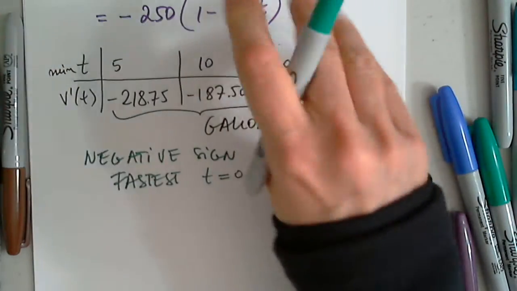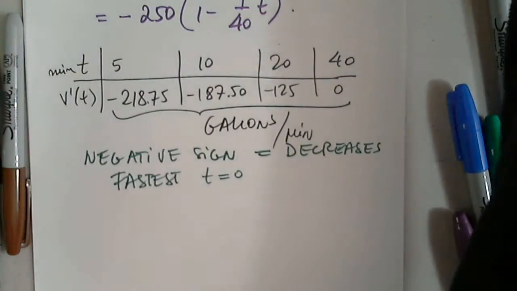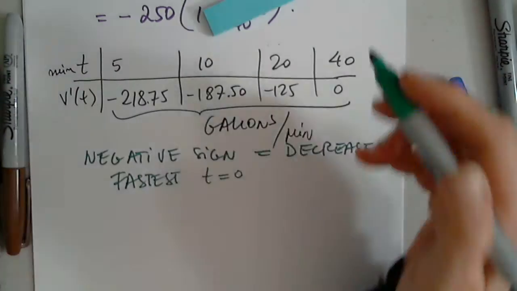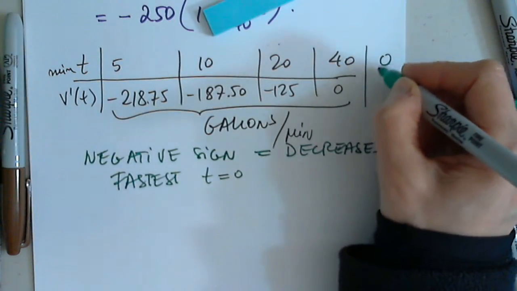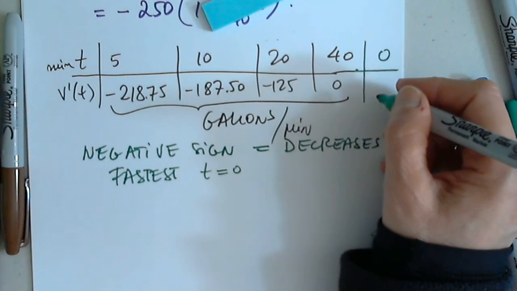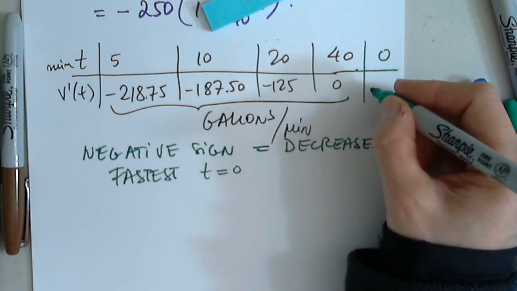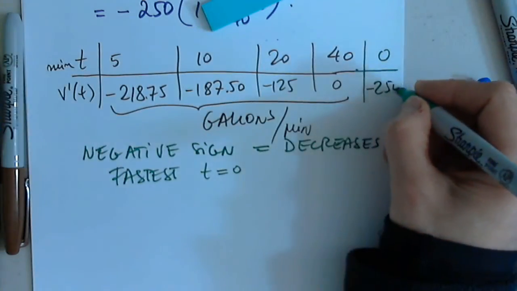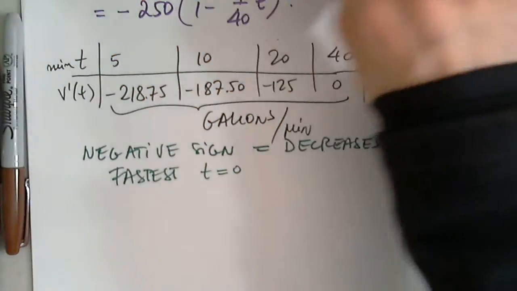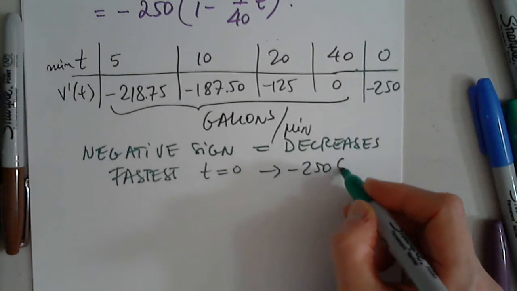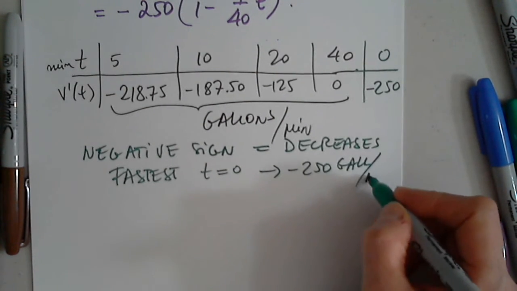When t equals 0, what is the speed? I'm going to put it here. What is the average rate of change of the volume with respect to time at 0? Negative 250. Very good. So the fastest is at 0, and that is negative 250 gallons per minute.